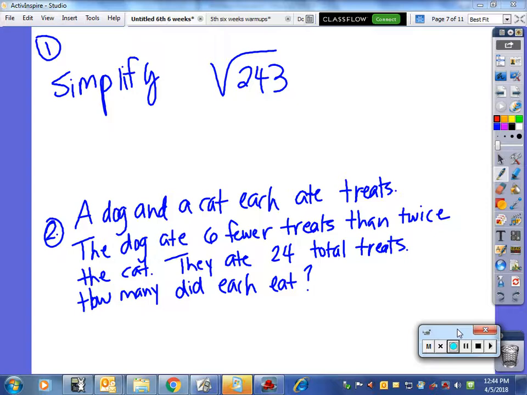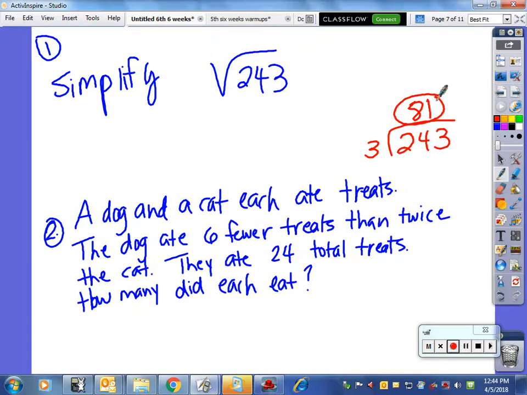Alright, let's go over these. On number 1, I always start with 2. Can you divide this by 2? No. It's not even. Then I go to my next prime number, which is 3. You can divide this by 3. Now watch what's going to happen here, folks, because some of you kept going and you really didn't need to. 243 divided by 3 is 81. That is a giant perfect square right there. That's the biggest one you're going to find.